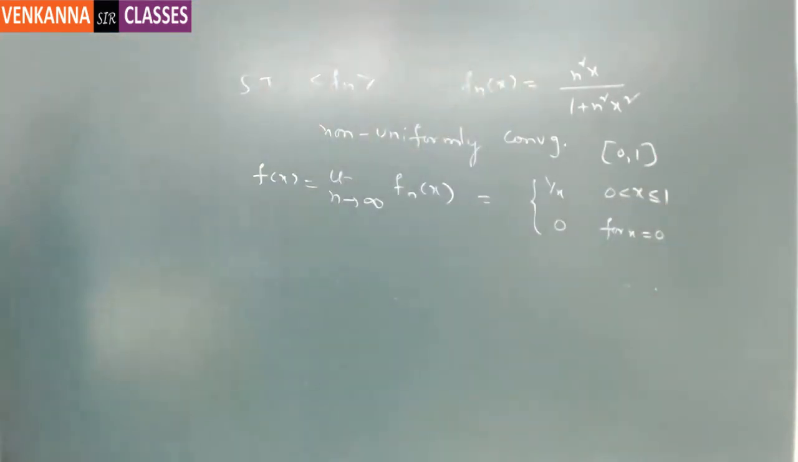Whenever you take x as a non-zero number, it will be 1 by x. Whenever you take x equal to 0, it will be 0. Agreed? So this is the limit function. All of you agree with that? Any questions?